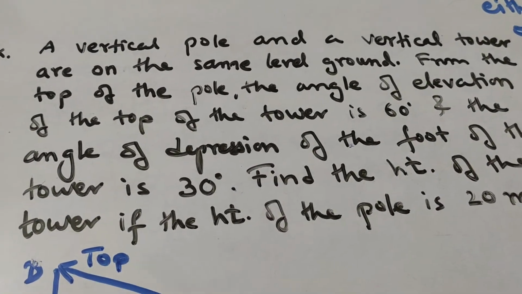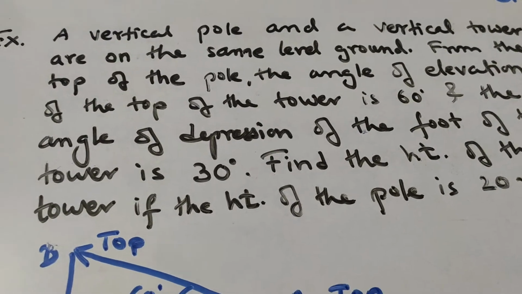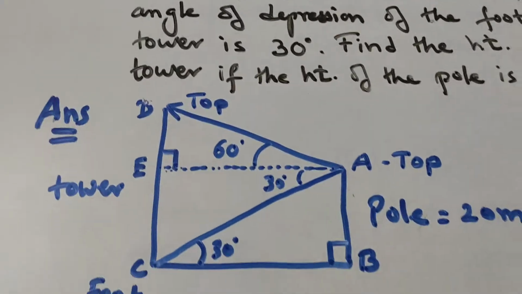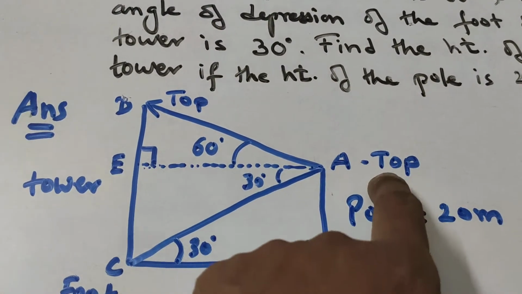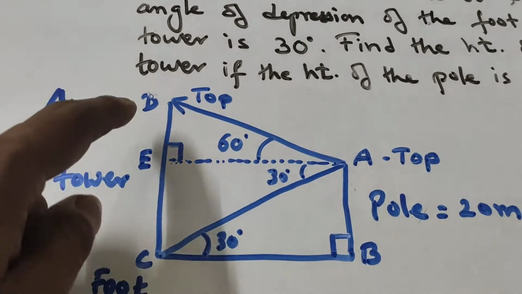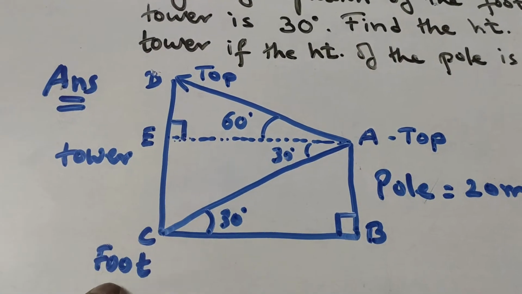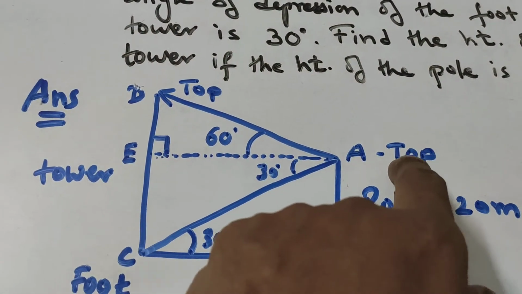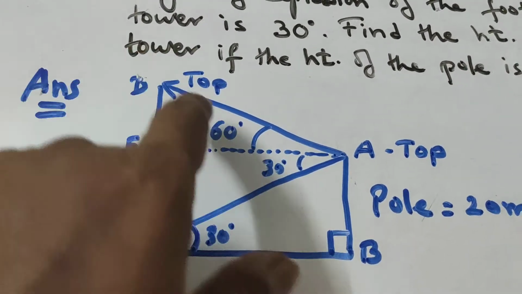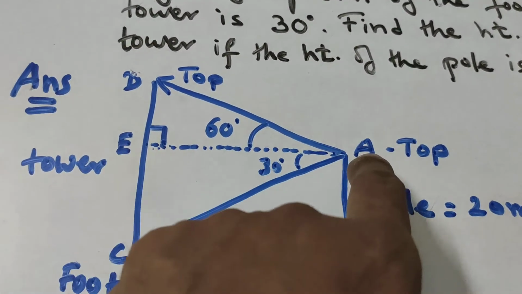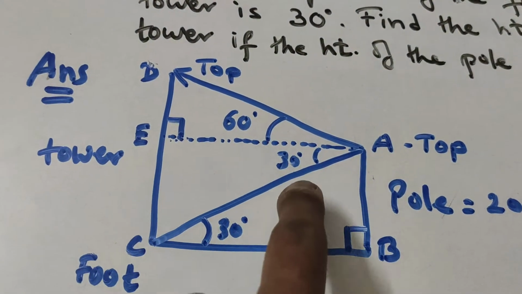And from the same point, we are looking to the foot of the tower, and that is going to be 30 degrees. So in the figure, AB is the pole, this is the top and this is the bottom, and this is the top and this is the foot of the tower. From the top of the pole we are looking to the top of the tower with an angle of 60 degrees, and to the foot of the tower with an angle of 30 degrees.